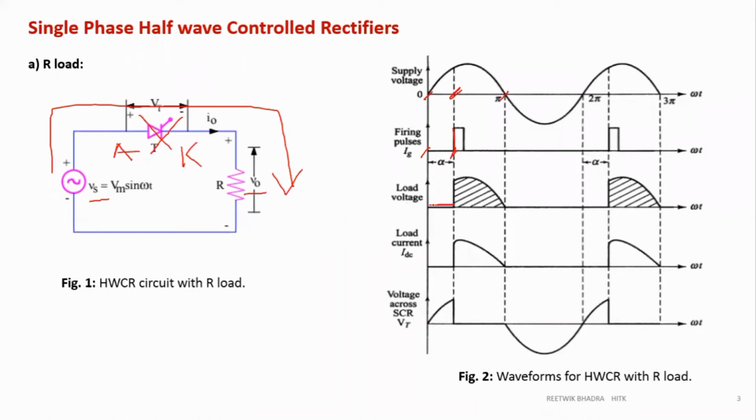Okay, all these things you have to write in words in your exam copy. Whatever I am telling you, please make a note of all these things. Please, today after this lecture, write all these things in a copy. So 0 to alpha, V naught is 0, thyristor is off.